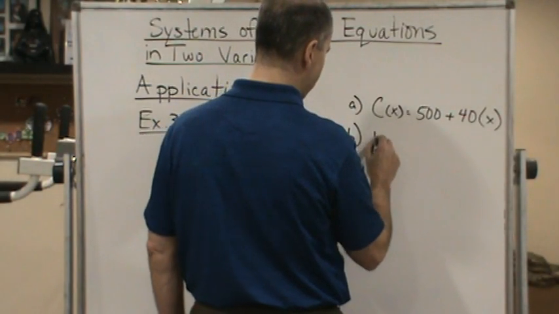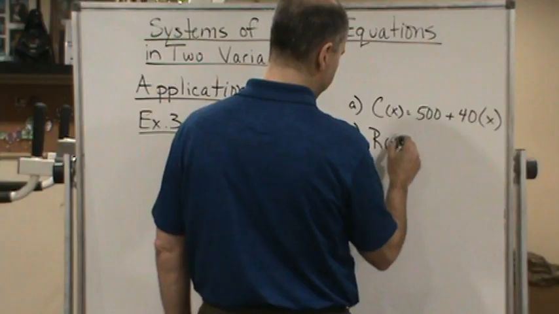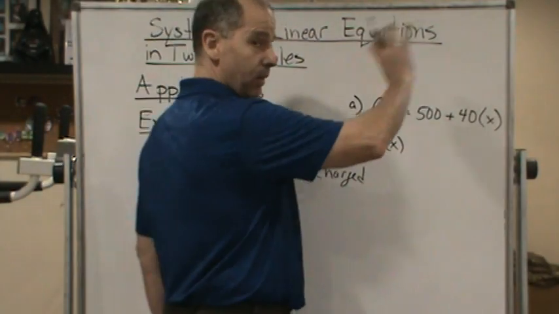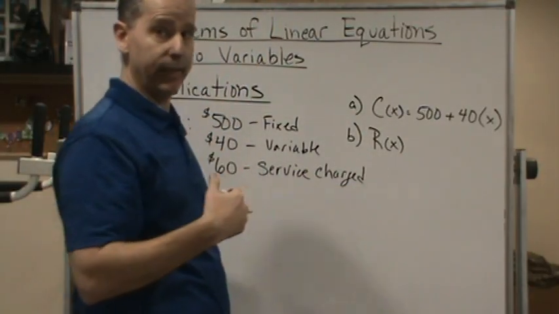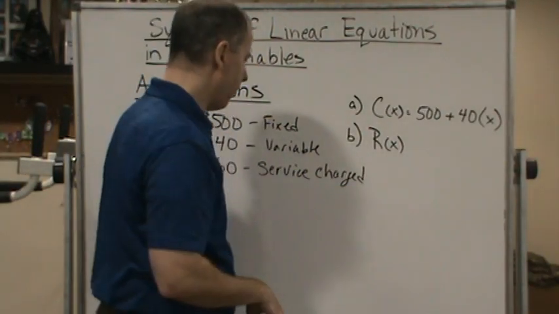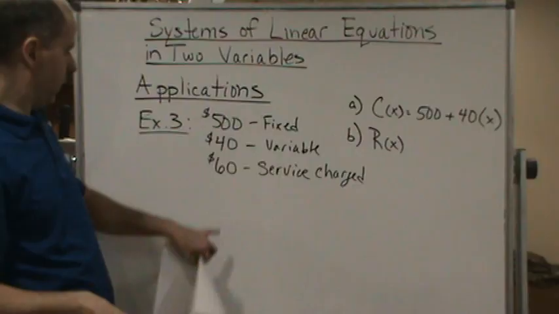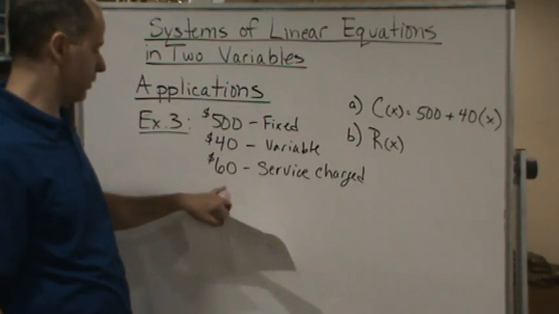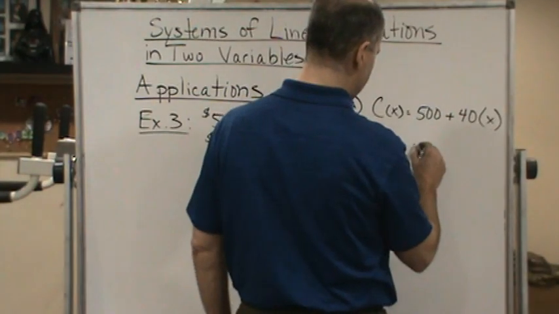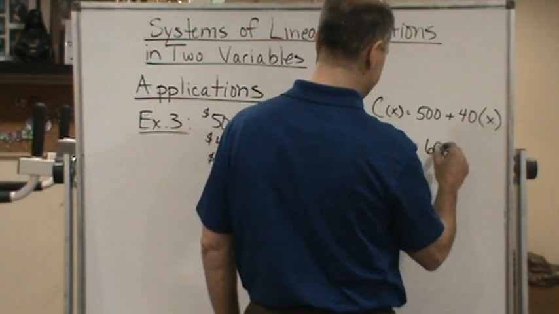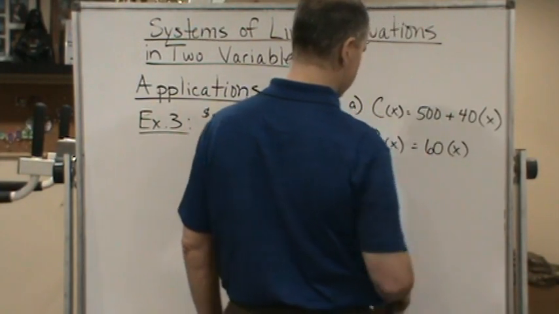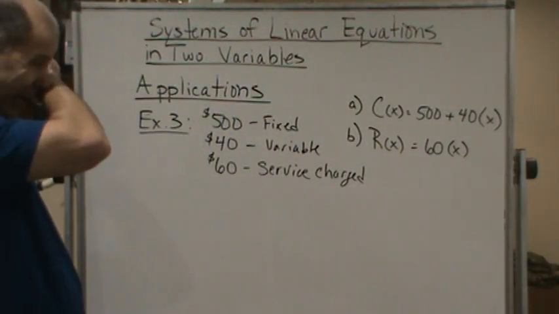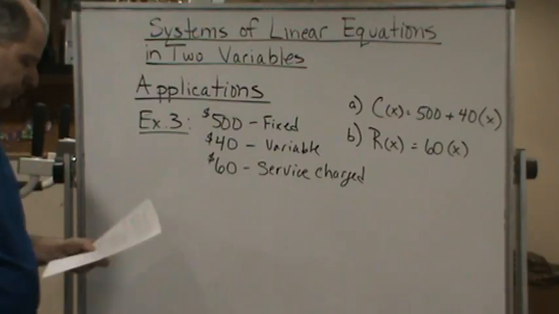Now B is they want the revenue. Now revenue is money coming in, right? Cost is money going out. Revenue, money coming in. So where does the money coming in come from? Just the amount of money that they charge for each lawn, to service each lawn. So that's going to be 60 times X. Okay? Or 60X. That's it.